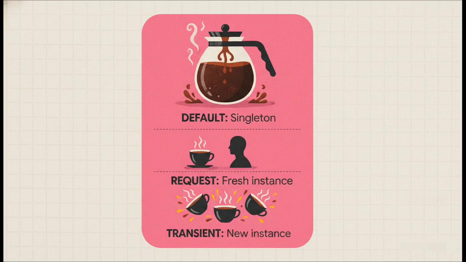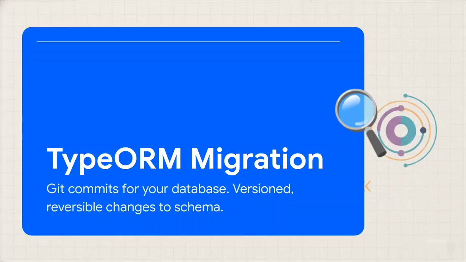You need to be really, really careful here. If you make a provider request scoped, every single class that depends on it becomes request scoped too. It cascades all the way up the tree. And instantiating hundreds of brand new classes for every single HTTP request carries a very real, very heavy performance cost. Use it sparingly. Next up in our engine room is the database layer, specifically TypeORM migrations.